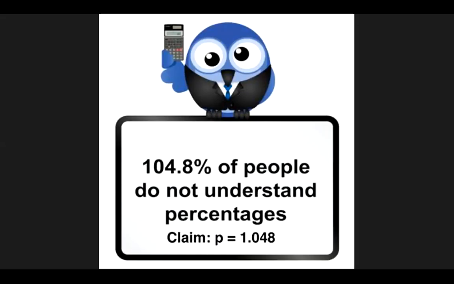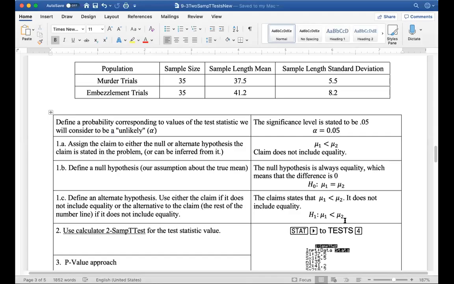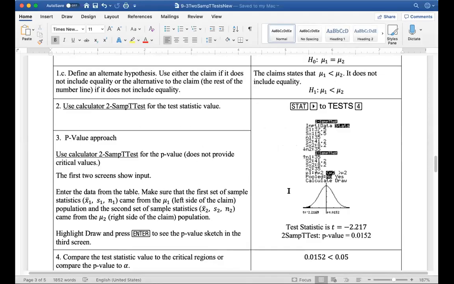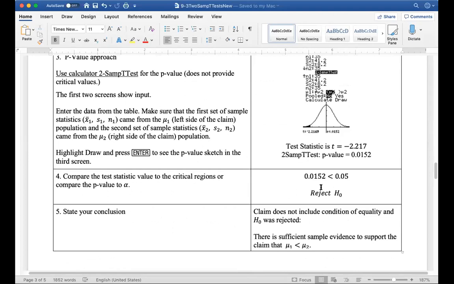So stop sharing, share, select. And let's see what the result is, the decision. Since 0.0152 is less than 0.05, we're going to reject H0. And basically, we're supporting the claim then. The claim didn't include the condition of equality. We rejected H0. There's sufficient sample evidence to support the claim that mu1 is less than mu2.